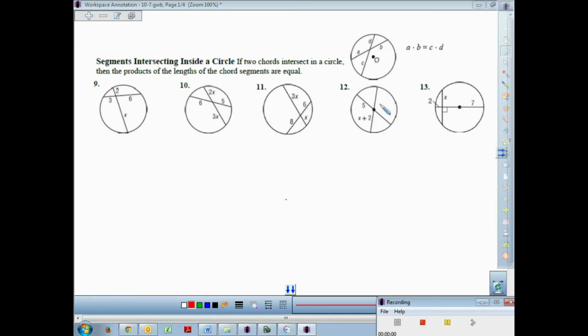Alright, this 10.7 is advanced geometry. More circle stuff today. Today, this first thing says if you have two chords inside intersecting in a circle, then the products of the lengths of the chord segments are equal.